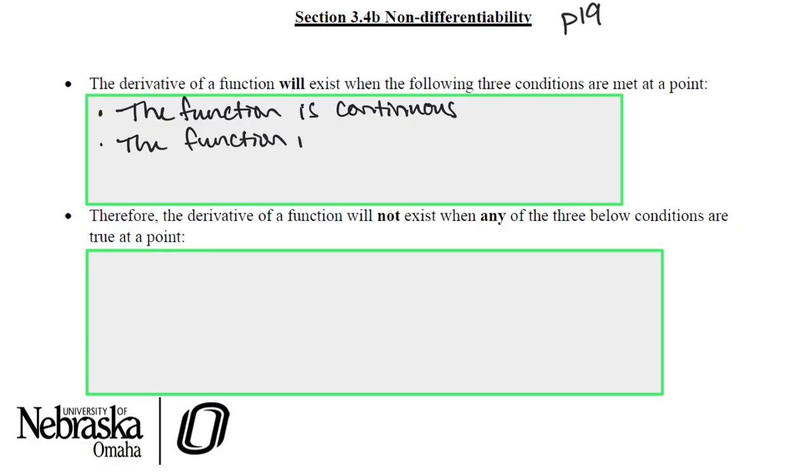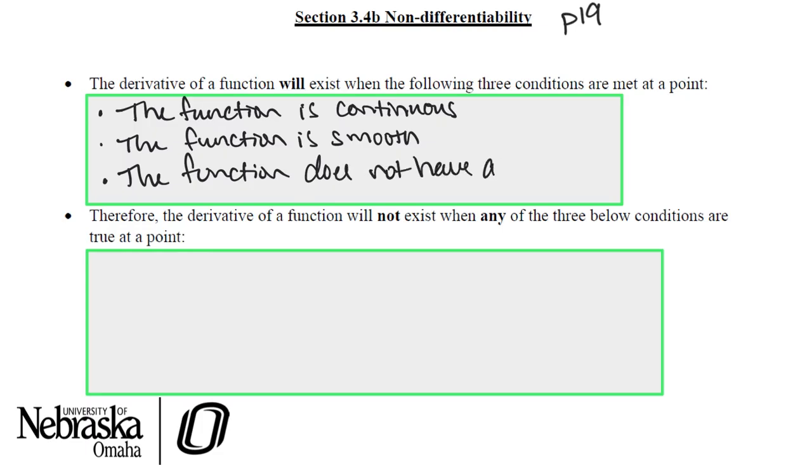That means that there are no sharp corners or curves, like an absolute value function where there's a point, that would be not smooth. And then the third thing, at this point, the function does not have a vertical tangent line. The function does not have a vertical tangent line at the specific point.